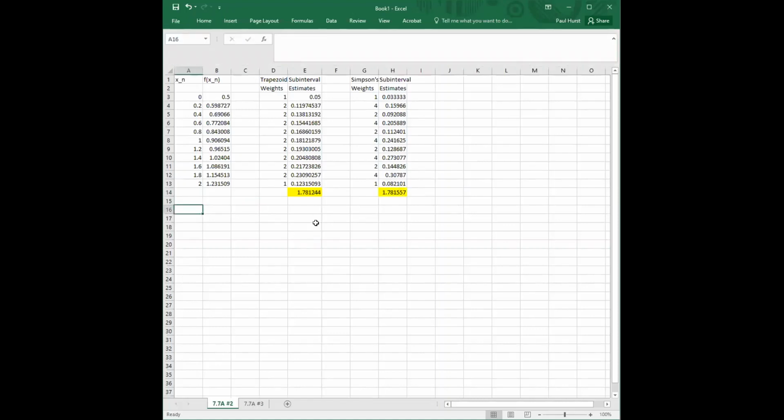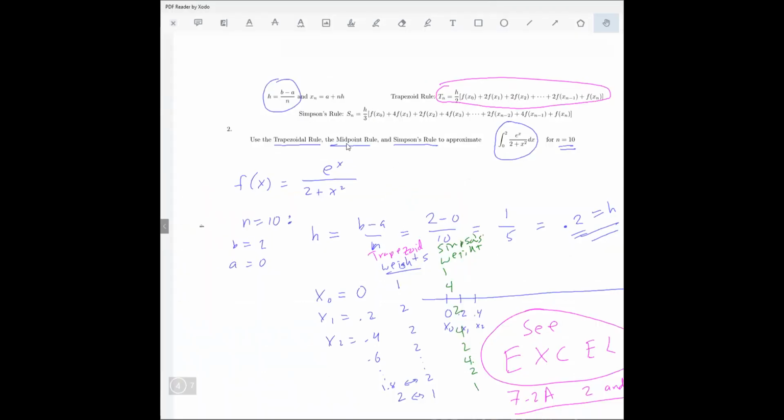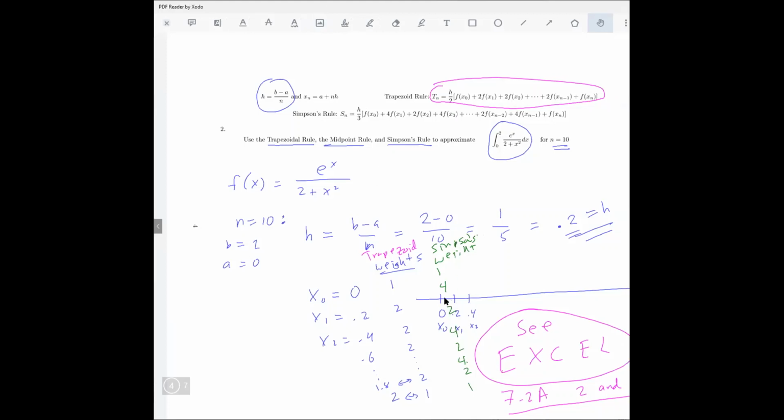Okay, now I'm going to do the midpoint rule. So now I'm going to find the midpoints. And the midpoints, if I go back to the document, are going to be, see, these are the intervals right here, 0 to 0.2, and then 0.2 to 0.3. So the midpoint there is 0.1. So it's 0.1, 0.3. Those are the midpoints right there.